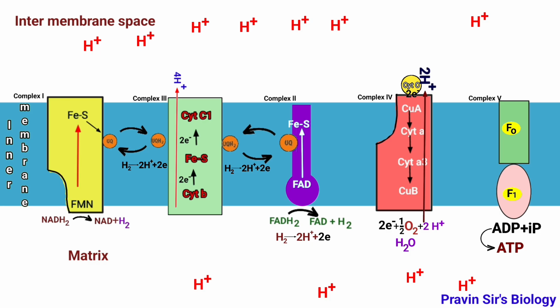Complex 1 pumps 4 protons, complex 3 pumps 4 protons, and complex 4 pumps 2 protons. So here NADH2 and FADH2 are used for synthesis of ATP.